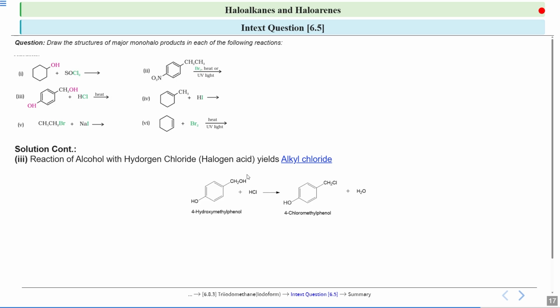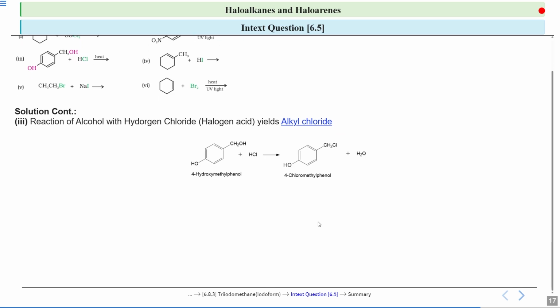So the hydroxyl group will be removed from here, and the chlorine will attack here, and the chlorine binds with this CH2, and this OH will bind with the remaining hydrogen and form a water molecule as a byproduct in this reaction. So the major monohalo product you are getting is 4-chloromethyl phenol.